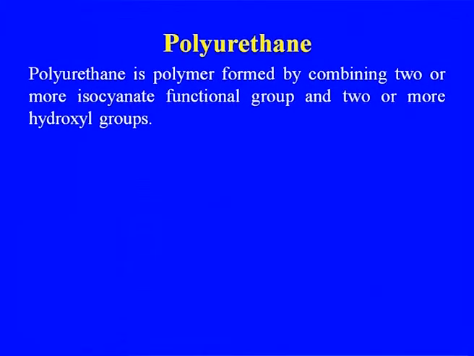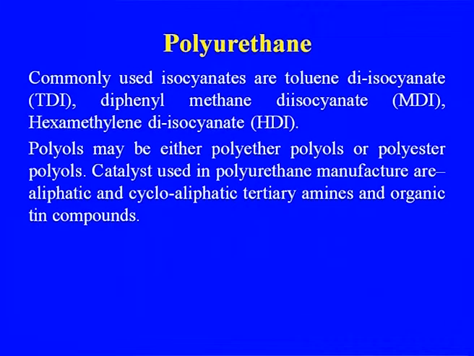Polyurethane is a polymer formed by combining two or more isocyanate functional groups and two or more hydroxyl groups, that is the polyols. Commonly used isocyanates are toluene diisocyanate. This is one of the major consumers of toluene, as I told you earlier while discussing the aromatics. Diphenyl methane diisocyanate, hexamethylene diisocyanate, HDI. Polyols may be either polyether polyols or polyester polyols.